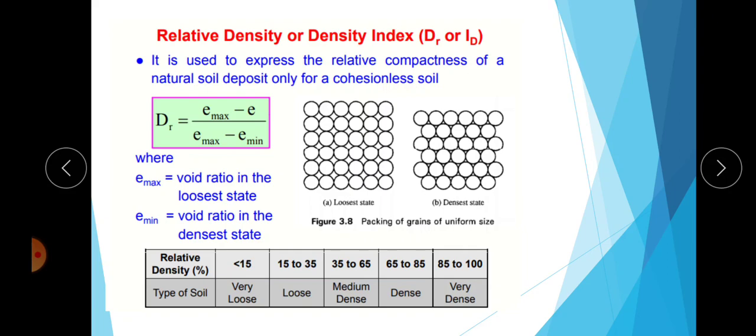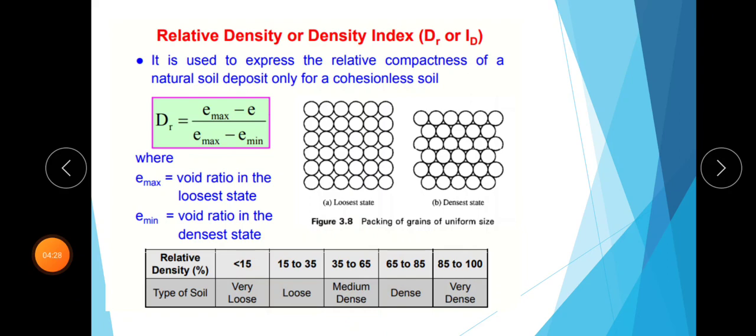A loose granular soil will be unstable if we apply external vibratory loads. So that is the relationship between relative density and strength of soil. Remember, this is the classification of granular soil based on relative density. Also remember, this relative density is only suitable for cohesionless soil like sand. Okay.